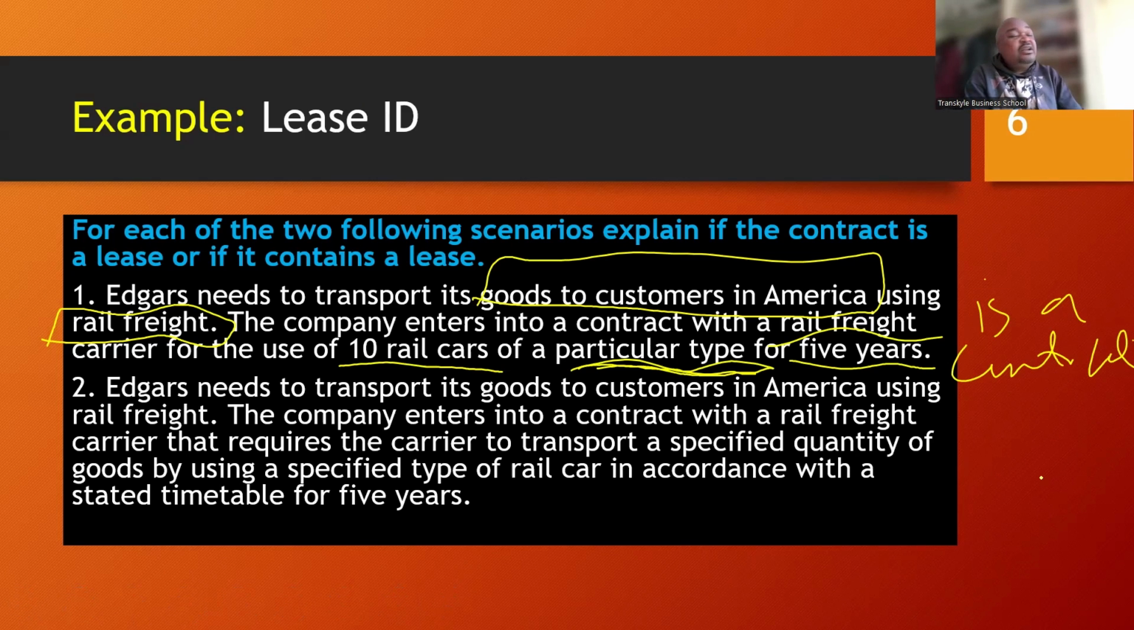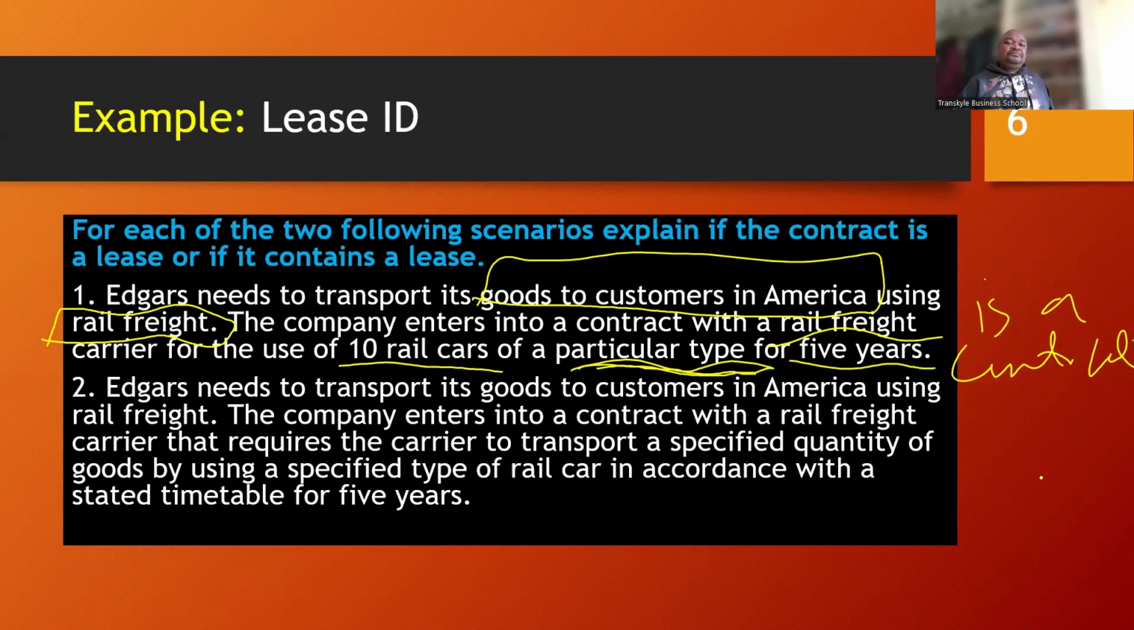What about in situation 2? Edgar's needs to transport its goods to customers in America using rail freight. The company enters into a contract with a rail freight carrier that requires the carrier to transport a specified quantity of goods by using a specified type of rail car in accordance with a stated timetable for 5 years.